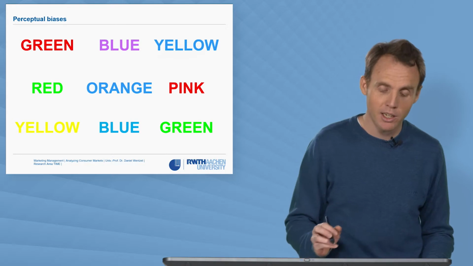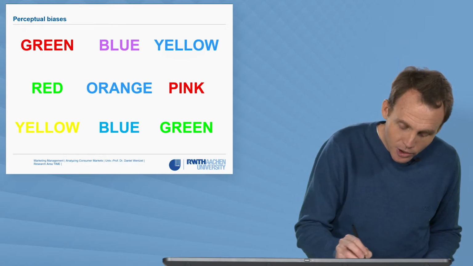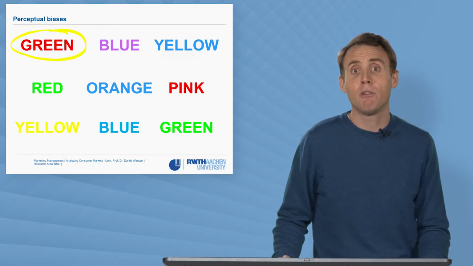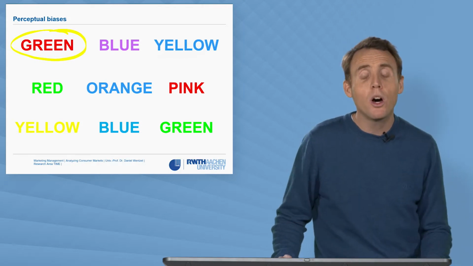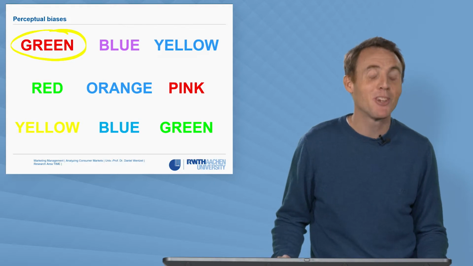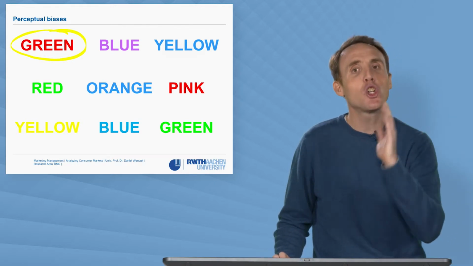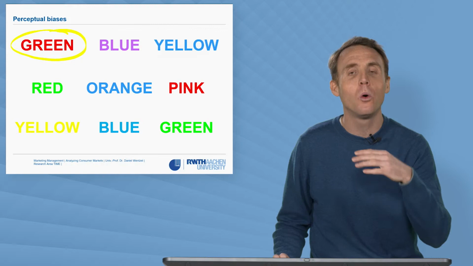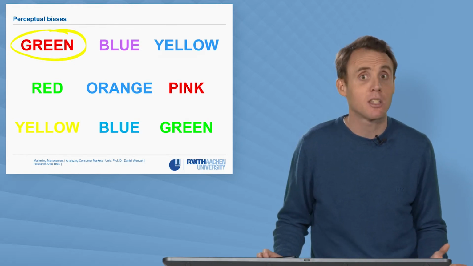They contradict each other, right? Now, you see this word here, green. It's written in a red font, and I ask you, what is the color of the word? And people will always say green, right? Because this is what they read. They know they shouldn't do it. They know they should ignore the written piece of information, but they just can't, right?